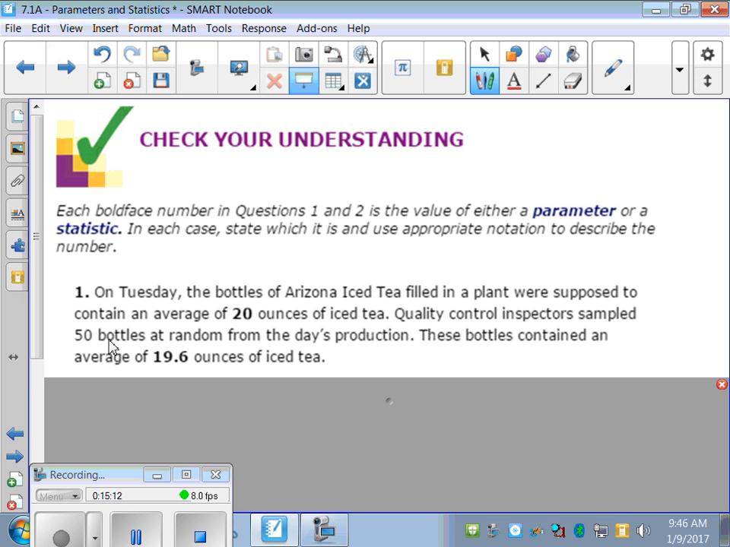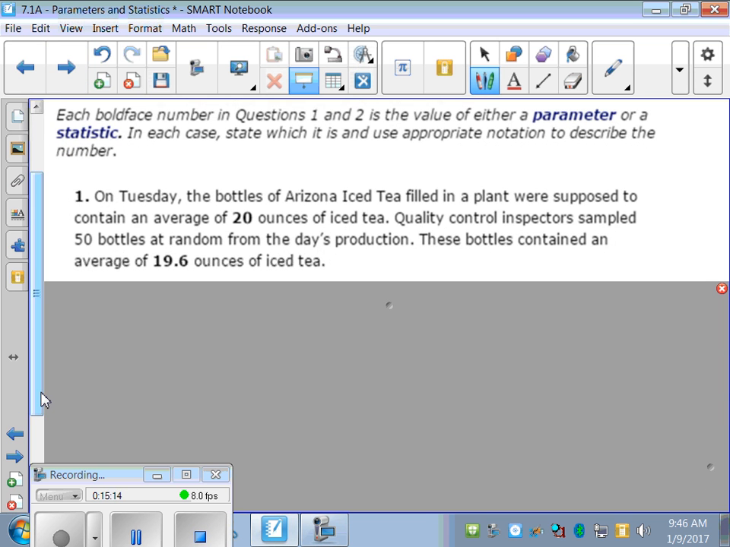Okay. So on Tuesday, the bottles of Arizona iced tea filled in a plant were supposed to contain an average of 20 ounces of iced tea. So you have to define or say what the 20 is. Quality control inspectors sampled 50 bottles at random from the day's production. These bottles contained an average of 19.6 ounces of tea. So you want to say what the 19.6 is. Okay, so you should be writing a symbol is equal to 20 and a certain symbol is equal to 19.6. You guys try this on your paper.